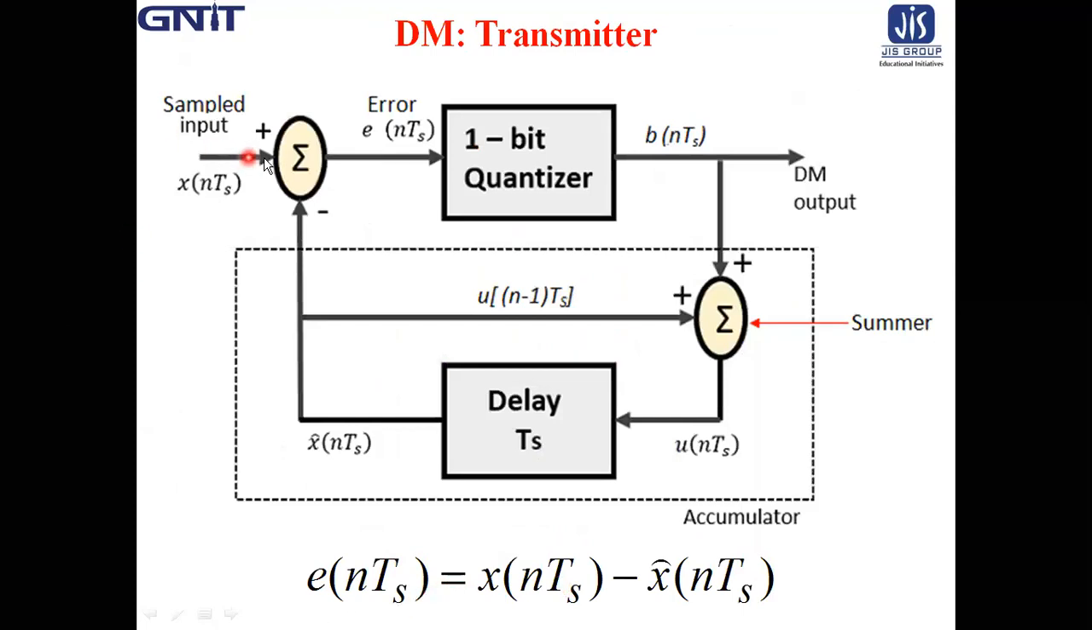Here, x(nTs) is the present sample value and x̂(nTs) is the previous sample value. And e(nTs) is the error signal, which is just the difference between the present sample value and the previous sample value, that is x(nTs) minus x̂(nTs). After that, this goes to a 1 bit quantizer, and the output of the 1 bit quantizer is b(nTs), and b(nTs) equals delta times sign of e(nTs).